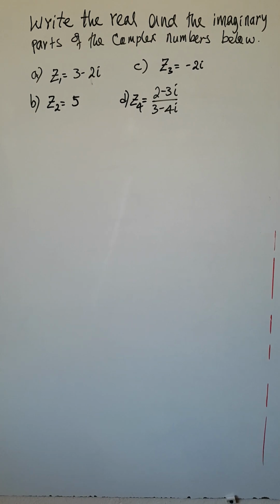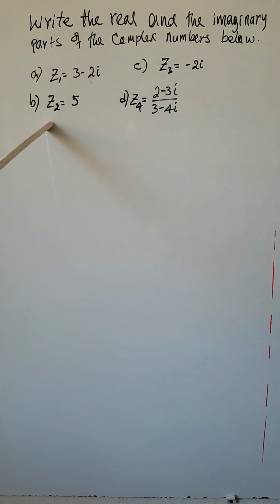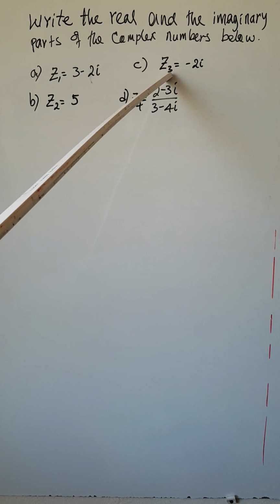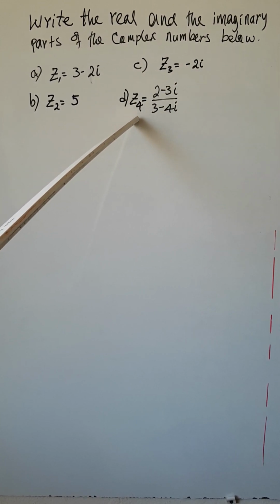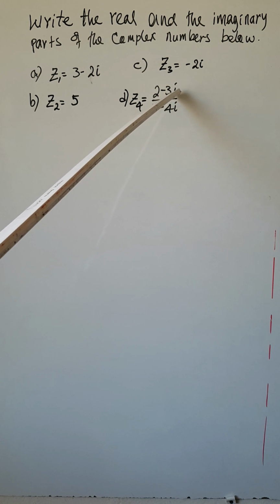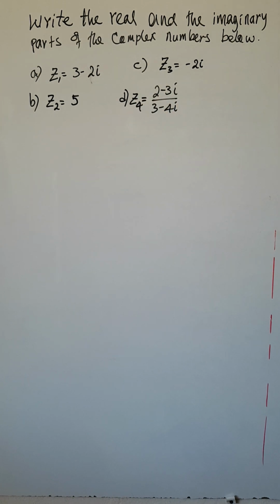Hello. Now our today's topic is writing the real and the imaginary parts of complex numbers. Here we have four complex numbers. Z1 is equal to 3 minus 2i, Z2 is equal to 5, Z3 is equal to negative 2i, and Z4 is 2 minus 3i divided by 3 minus 4i. Now, how do we write the real and the imaginary parts of a complex number is our topic.